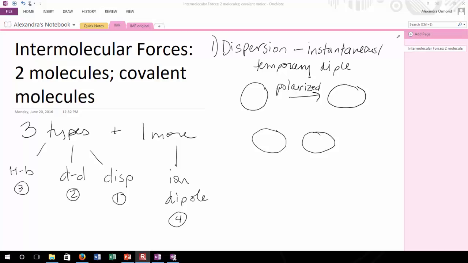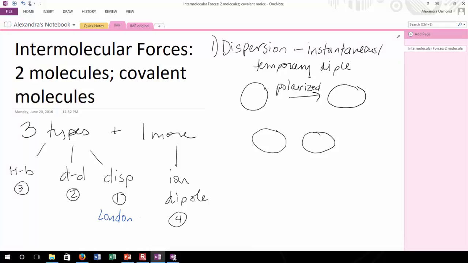The three types are hydrogen bonding, dipole-dipole, and dispersion. Sometimes dispersion forces are called London dispersion forces. That extra one that we're going to talk about is ion dipole attractive forces. So the first one is dispersion.